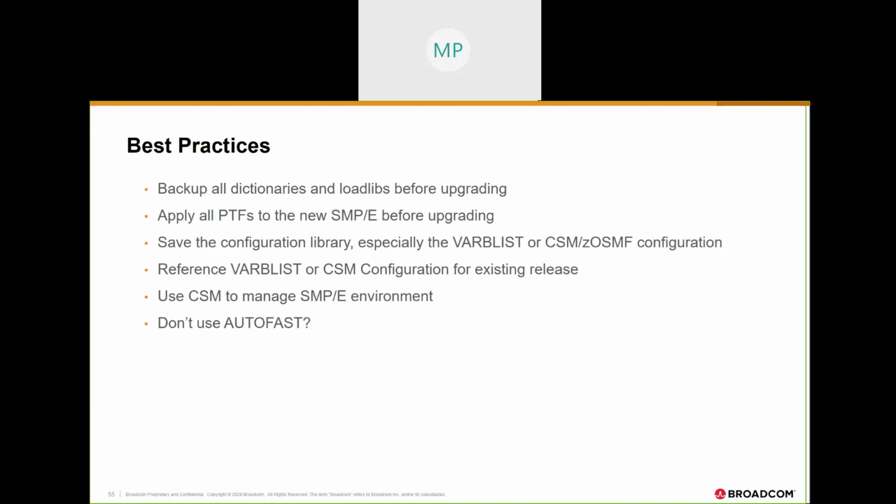Another important thing is saving your configuration libraries. This will save a lot of time during the next upgrade process. For CSM, you can even import the values from the previous configuration. And assuming you saved the configuration values, especially the varbless member, when you're doing an upgrade, it's smart to look at those values instead of having to remember or try to figure it out by going through different displays and commands in the CV.